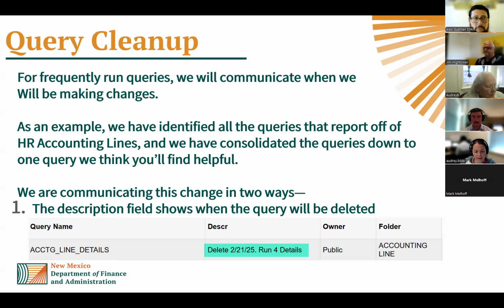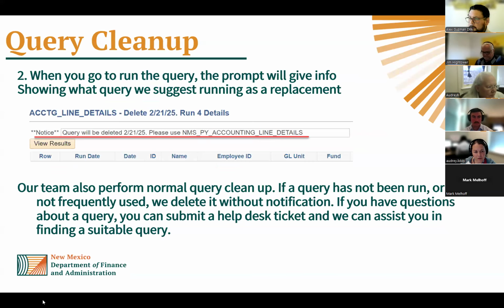In identifying all the queries that we're deleting, you can see in the description it says delete 2/21/25 and run for details. What that means is actually try to run the query. And then if you go to the next slide, when you go to run it, it will give you this prompt up there. Notice: query will be deleted 2/21/25. Please use, and then it gives the new query.